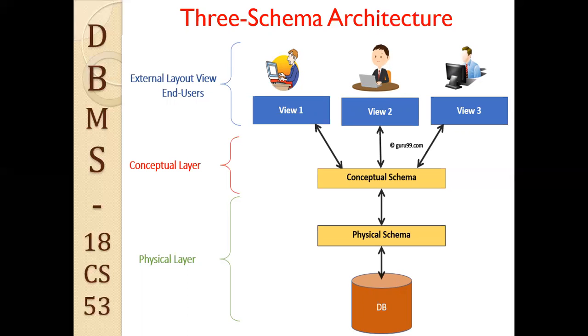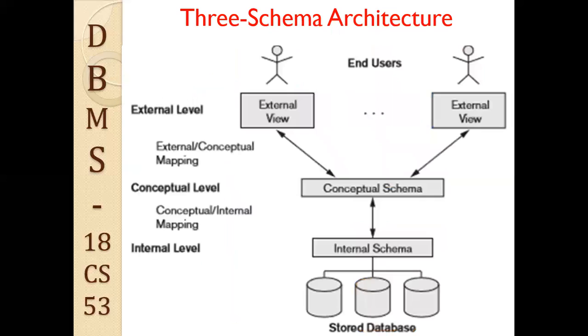As we said, here it contains n number of viewers, n number of users. Each user can view the database according to his requirement. Here we have three users. The first user will get view 1, the second user view 2, the third user view 3. So each user accesses the database for his own purpose. So this is the diagrammatical representation. We can also define the three schema architecture like this.